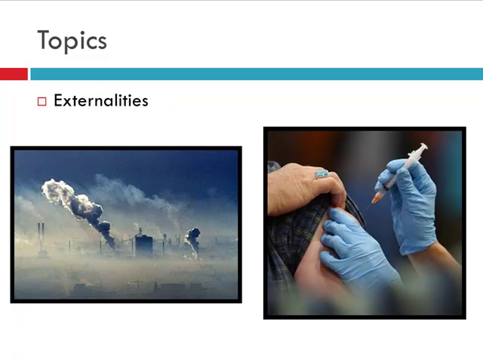The second graph should have a horizontal supply line to show constant cost. Make sure you draw both demand and marginal social benefit as well.